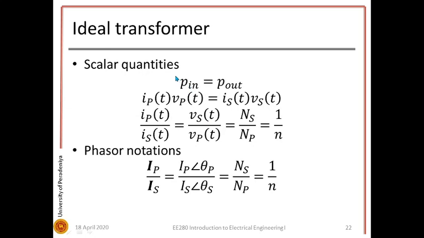Then in an ideal transformer, output power is going to be equal to the input power. So the input power is Ip times Vp, output power is Is times Vs. Therefore the primary current to secondary current ratio is equal to Ns over Np, which is equal to 1 over the turns ratio. Again, the currents can be represented in phasor notations. Ip over Is is equal to Ip angle theta p over Is angle theta s, which is equal to 1 over n.